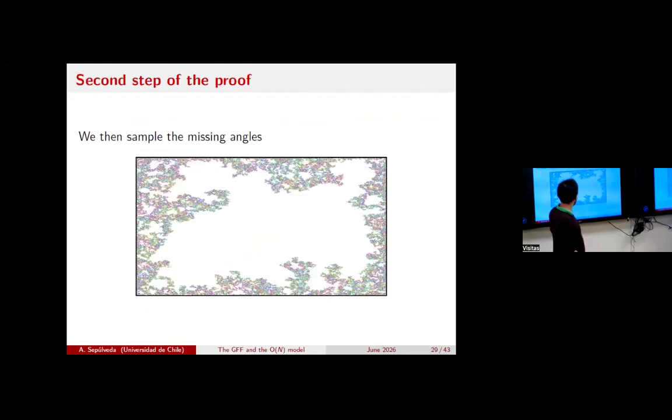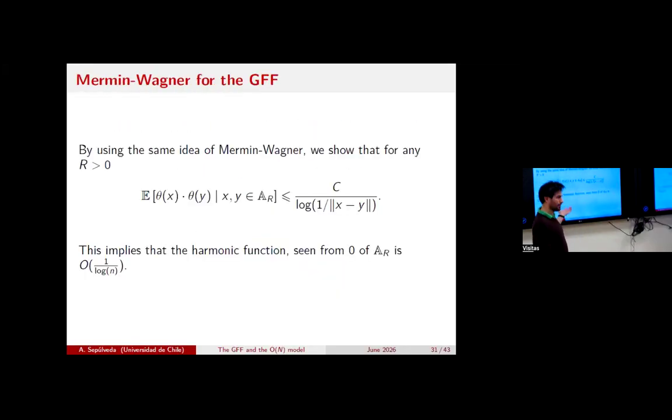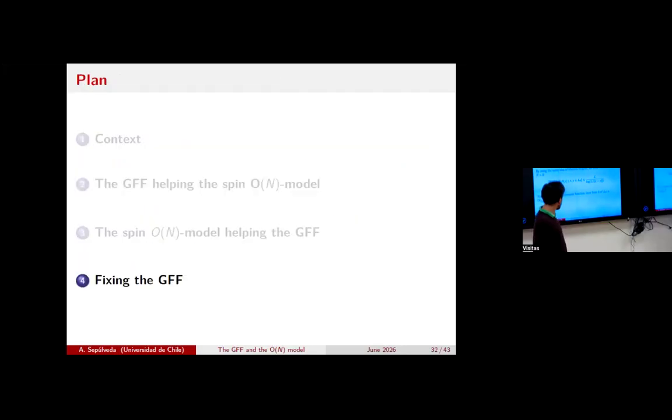But that means that seen from the center, the harmonic function is close to 0. And for those who know about the GFF, that's the end of the proof. The harmonic function tells you a lot about how big a Markovian set is. If the harmonic function doesn't move, then this set cannot enter much. That's the method. It's cool because this is something we learn about the GFF using spin-O(n) techniques, so we have gone both ways.